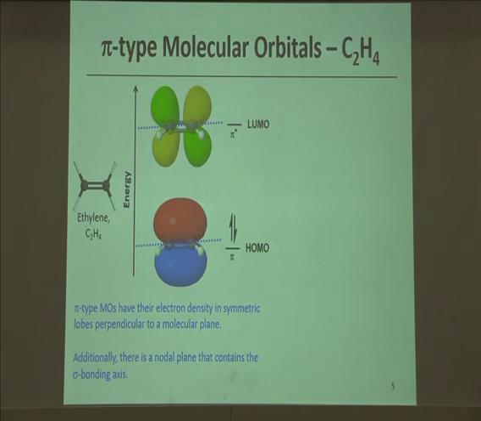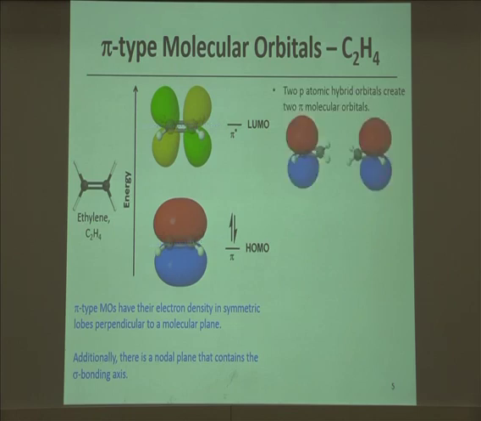Importantly, there is a nodal plane in each of these orbitals distinguishing them from sigma type bonds, where there is no actual electron density along the bonding axis. Instead, that bonding axis runs through a nodal plane. All of the electron density in these two orbitals is symmetric about that nodal plane and off of the sigma bonding axis that we saw on the previous slide. So we now have two lobes of bonding, one above, colored red, one below, colored blue. And correspondingly, that same nodal plane exists in the LUMO with the addition of another vertical node.